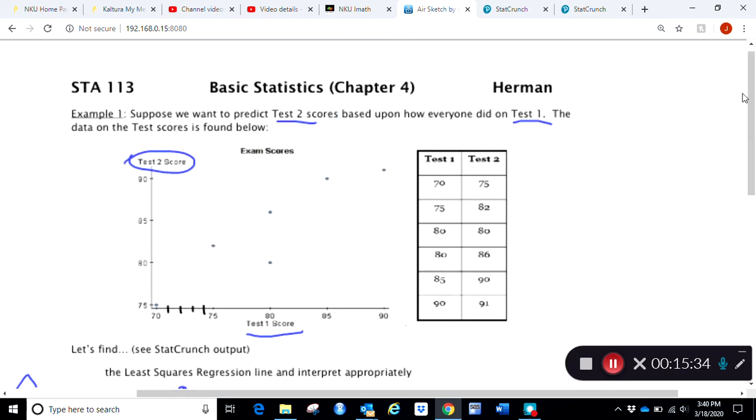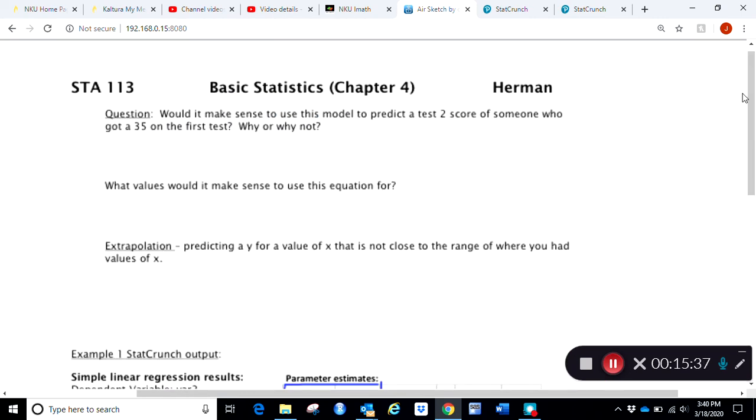Now continuing this problem on to our next page here. Would it make sense to use this model to predict a test 2 score for a student who scored a 35 on the first test? And then, of course, we'll explain why or why not that would be okay or not.